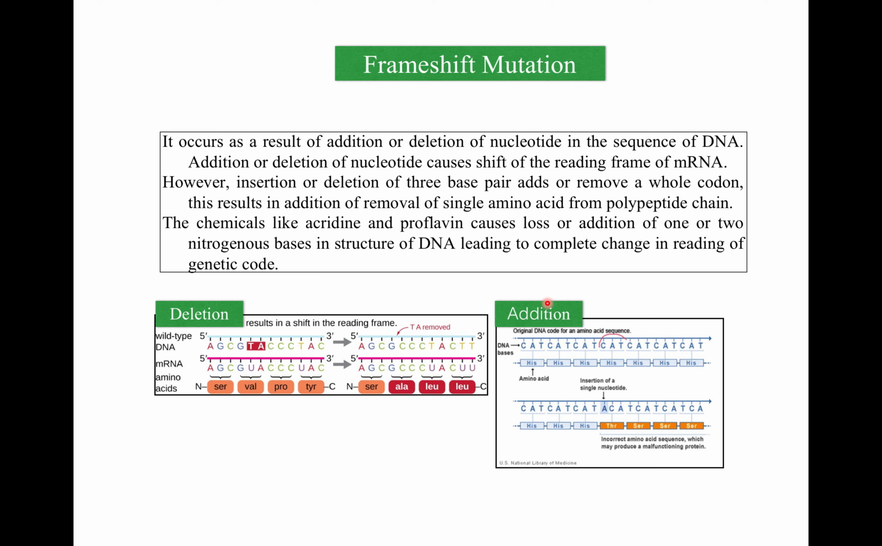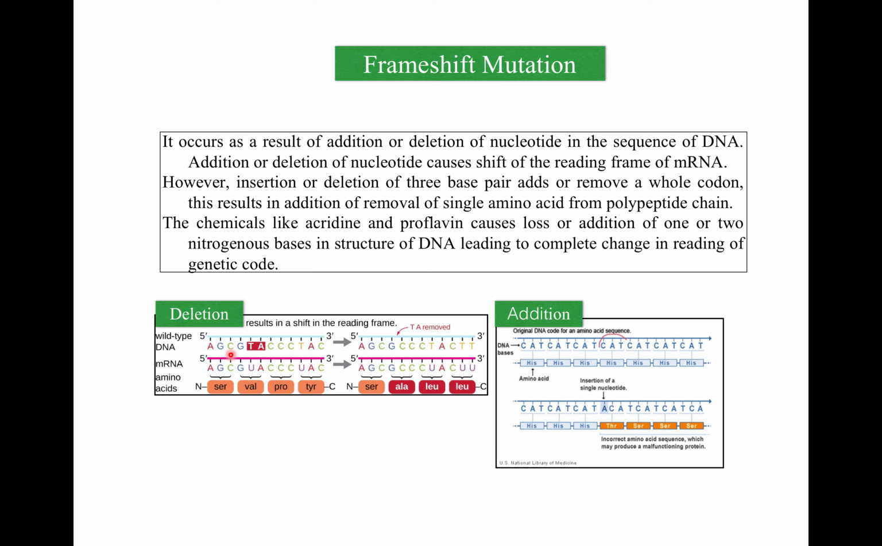There are some chemicals like acridine and proflavin. They cause loss or addition of one or two nitrogen bases in the structure of DNA, and it leads to complete change in reading of genetic code. Here, deletion. So, there's a wild type DNA AGC GTA CCC TAC. Now, T is removed, so it becomes AGC GAC CCT AC.